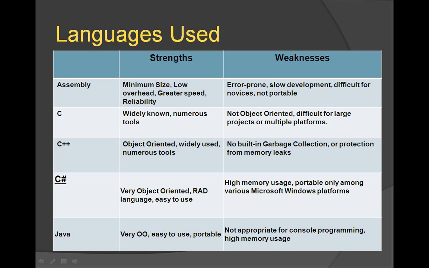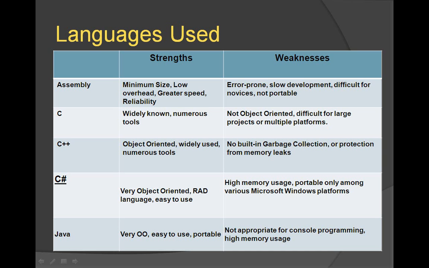C language. C language was widely known and had numerous tools. But the weaknesses were that it was not object-oriented and it was difficult for large projects or multiple platforms. C++. C++ has achieved a dominant position in practice for game programming. It's object-oriented and handles graphics and objects at speed, but it had no garbage collection or protection from memory leaks.